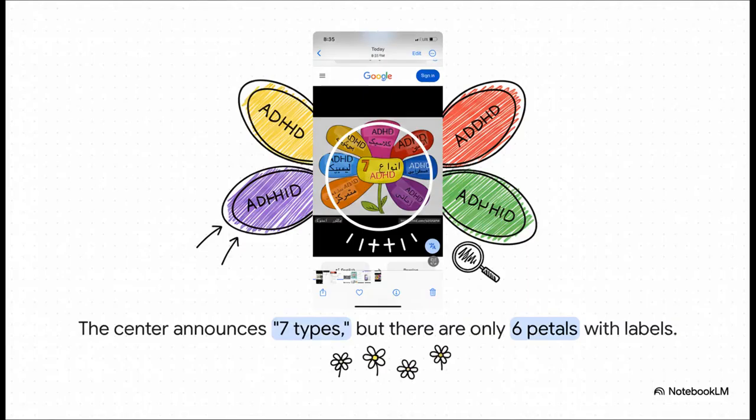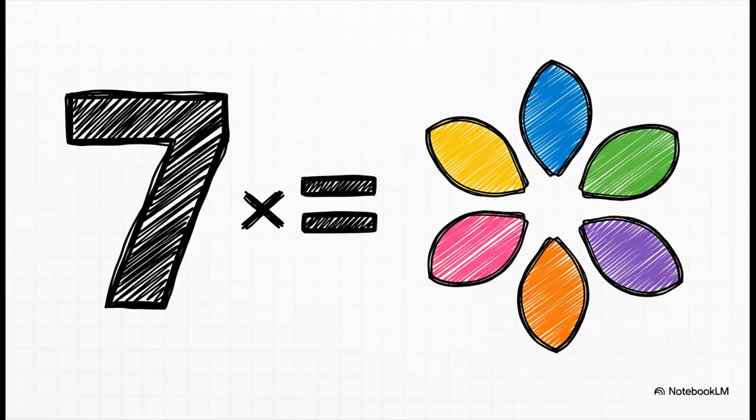Let's just look at the image one more time to be sure. We've looked at every single petal that has a label on it. Let's count them. 1, 2, 3, 4, 5, 6. 6 petals, 6 types. But right there in the middle, it promises us 7. And there you have it. That's the solution. The puzzle wasn't some deep hidden meaning. It was just a mistake. The infographic promises 7 types, but it only shows 6. Now, it's a simple error, sure, but it's actually a really important one.